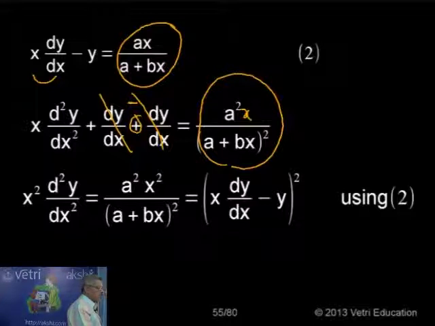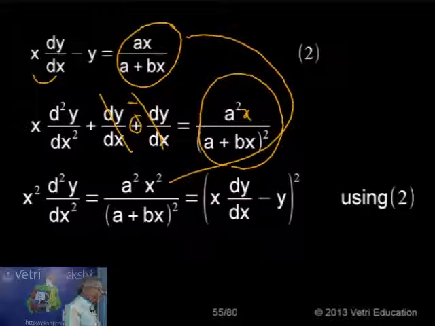x square by a plus bx. Please verify that expression. And x square discovered x square is equal to a square x square by a plus bx whole square. And x divided by x minus y whole square is a square x square by a plus bx whole square. Therefore, these two coincide. This coincides exactly with this. So therefore, automatically we come to a conclusion. We get the answer.